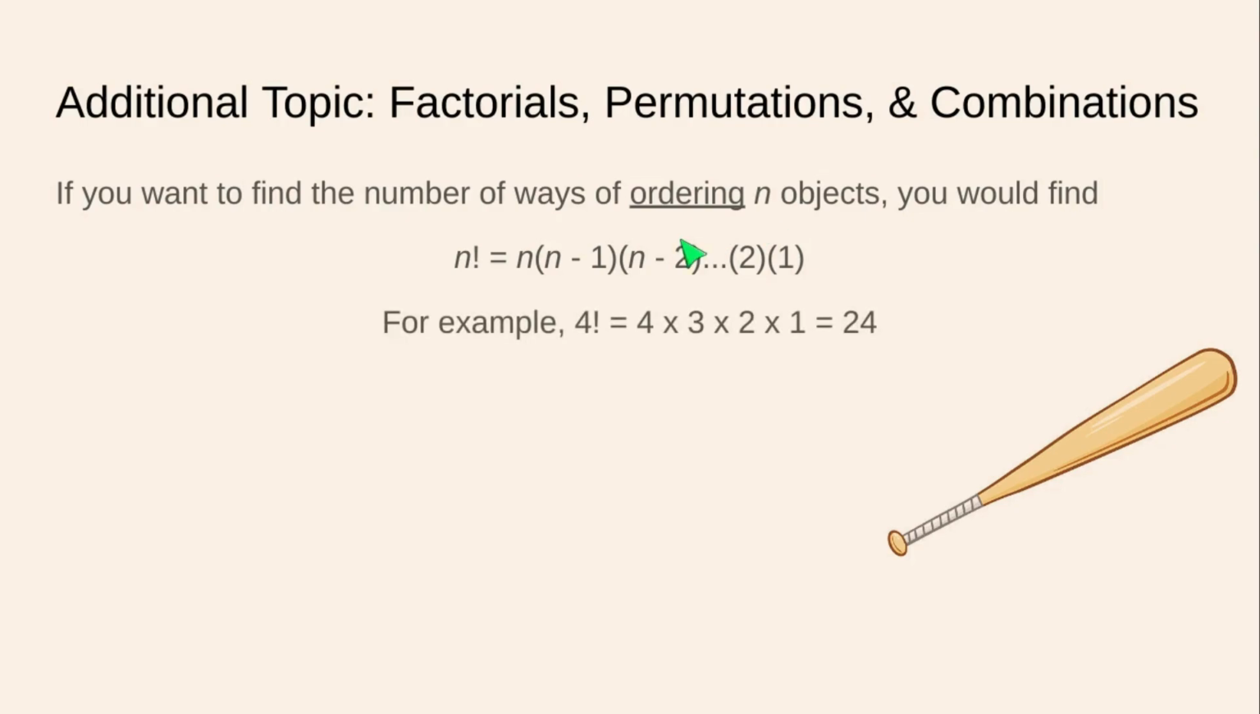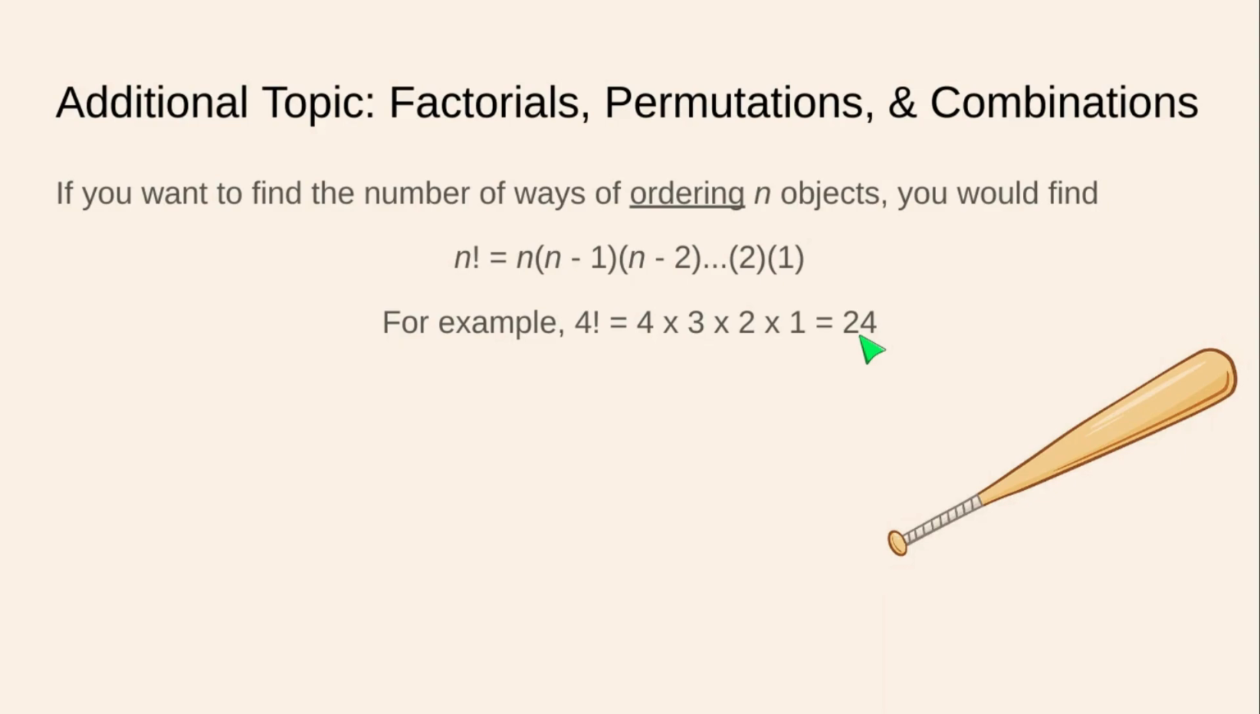For example, if you have 4 different objects and you want to find the number of ways you can order those 4 objects, it would be, well, your first object in line, you have 4 options. And then for your second object in line, you would have 3 options. And then you would have 2 options for your third object, and then you have only 1 object remaining, so there's your last option. So there are 24 ways of ordering 4 objects.